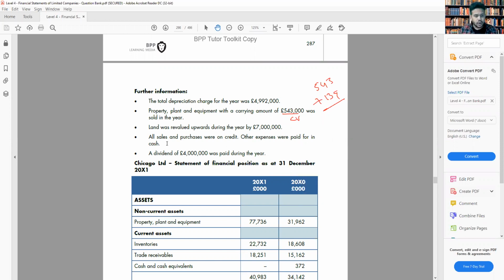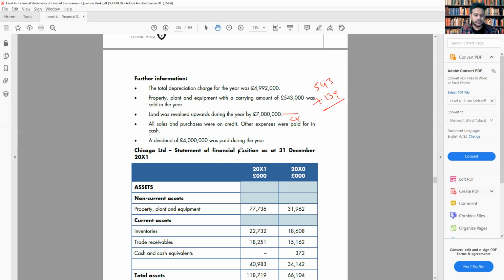The next point we have here: all sales and purchases were on credit. So every single sale we make and purchase we make is on credit. That means all my receivables and all my payables are on credit, and other expenses are on cash.